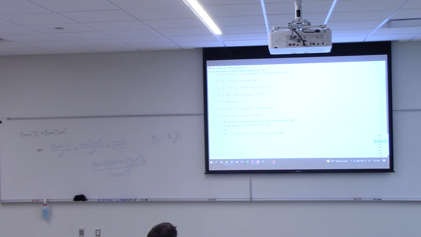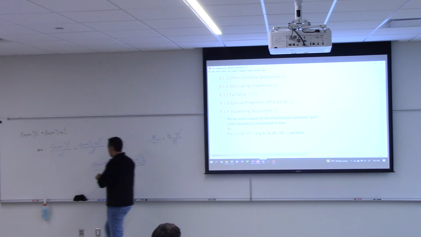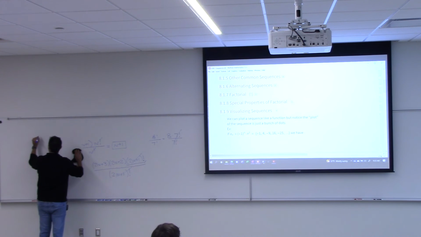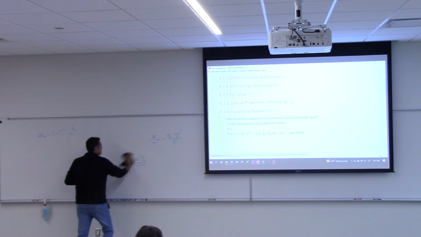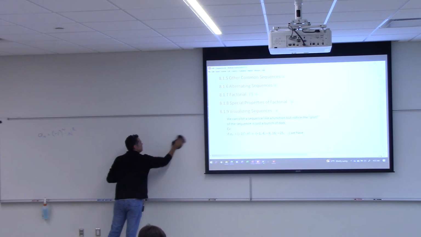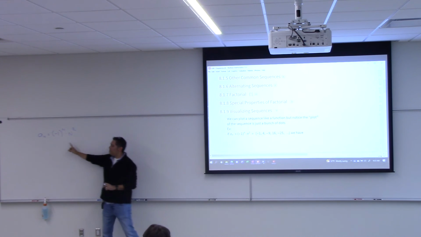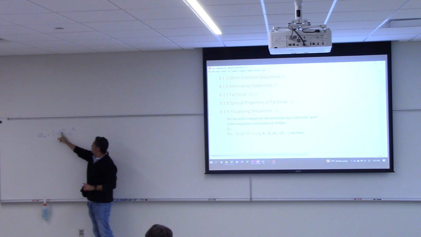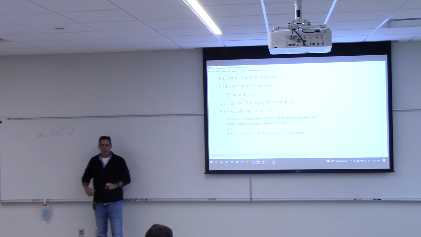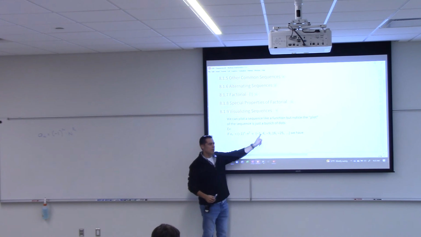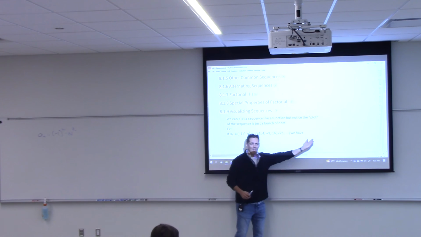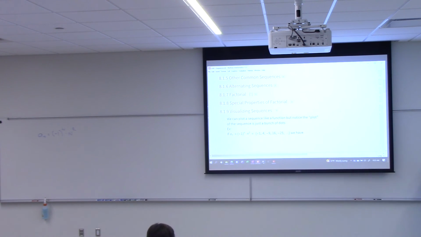Do y'all see the sequence here? Negative 1 to the n times n squared. a sub n is negative 1 to the n times n squared. So we could just start plugging in values for n. We always start with 1. If you plug 1 in here, negative 1, and then 1 squared would be 1, so you just get negative 1. If you plug in 2, you have negative 1 squared, that's a positive 1, and then 2 squared is 4. So that's the sequence: negative 1, then 4, then negative 9, then 16, then negative 25, and so on and so forth. So what would that look like if we tried to graph it?